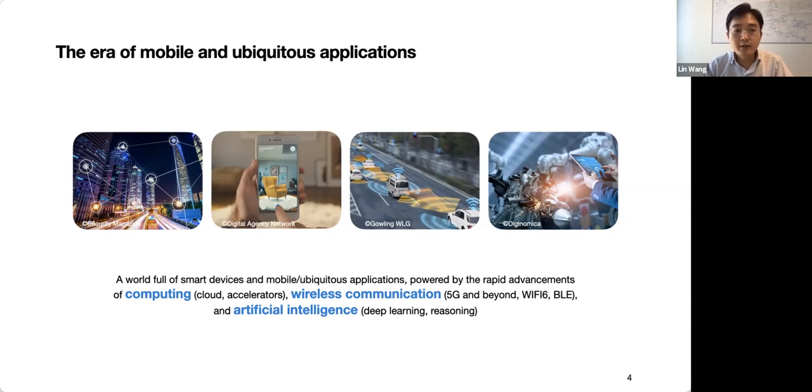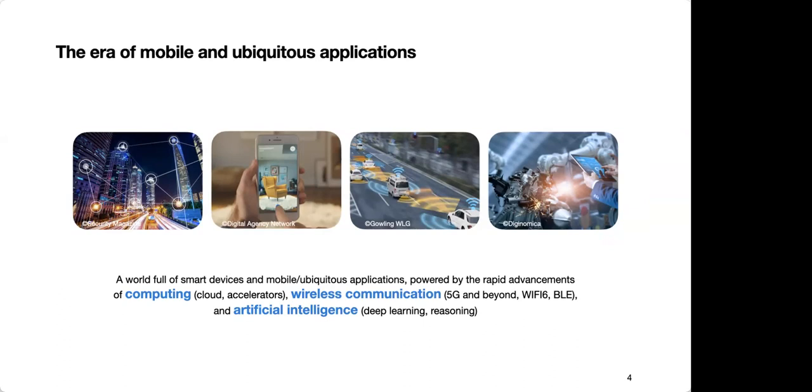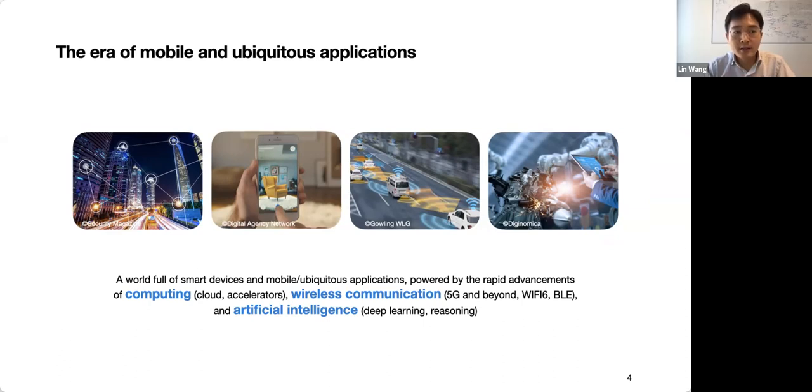So the first thing is about computing. In the past decade or two decades, cloud computing has evolved into the dominant computing paradigm for our applications, right? So we can get almost infinite amount of resources on demand from the big centralized data centers. And nowadays, of course, those cloud data centers are equipped with different types of accelerators to accelerate different kinds of applications.